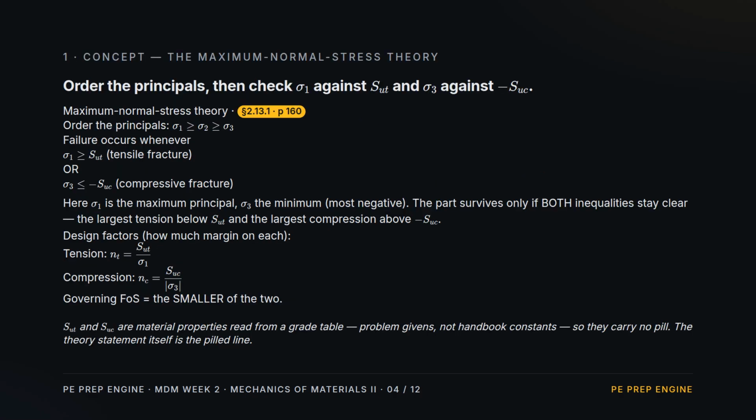Concept 2. The maximum normal stress theory, straight from the handbook. Order the 3 principal stresses largest to smallest. Failure happens the moment the largest principal reaches the tensile strength, or the smallest principal drops to minus the compressive strength. 2 inequalities, and the part must clear both. Turn each into a margin. The tensile factor is tensile strength over the largest principal. The compressive factor is compressive strength over the magnitude of the smallest. The smaller of the 2 governs.